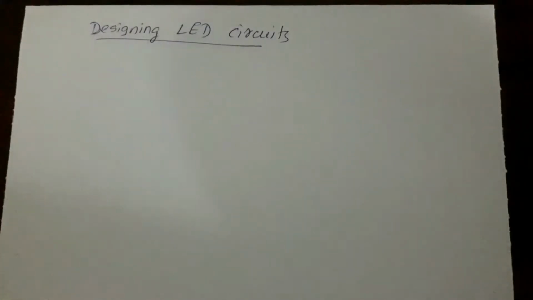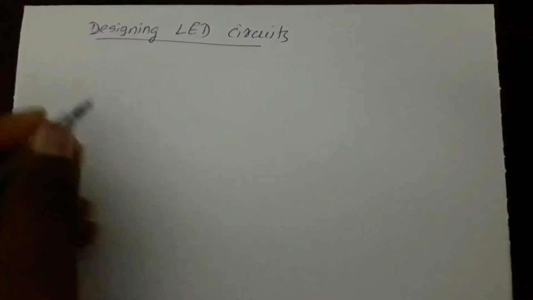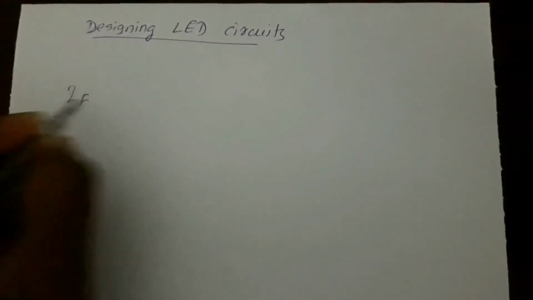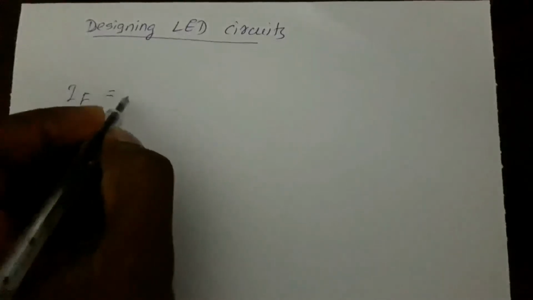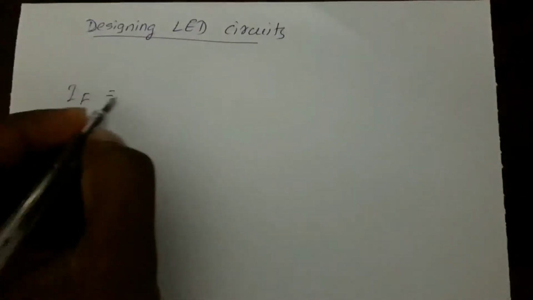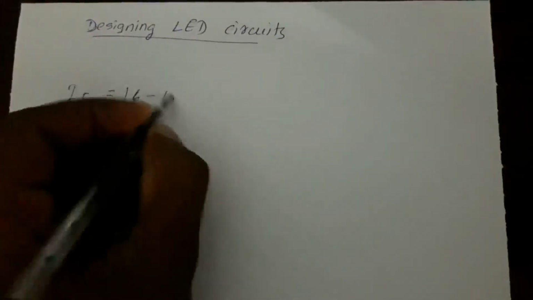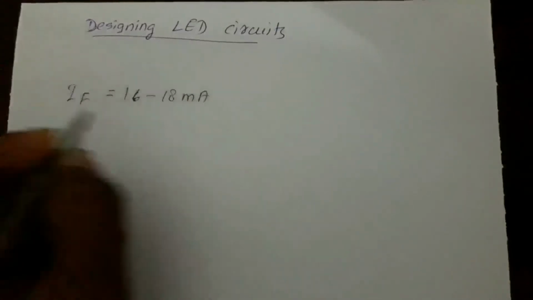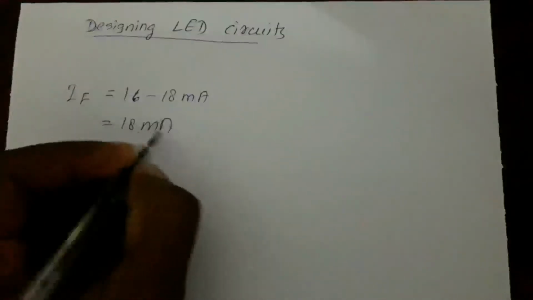Okay, so now that we have looked at the datasheet, we know exactly what values we should use, like the forward current, the forward voltage, and the maximum power dissipation that is allowable for the operation of the LED. So let's note them down and start designing the circuit. The forward current is provided as between 16 and 18 would be a good value. So let's choose 18 milliamps.